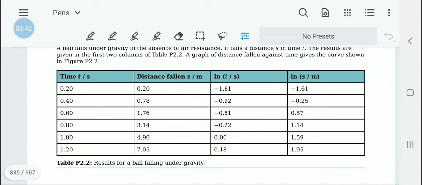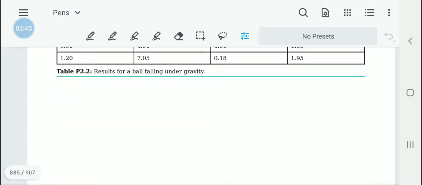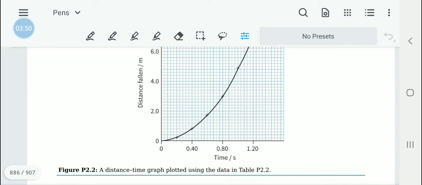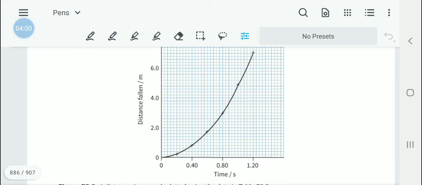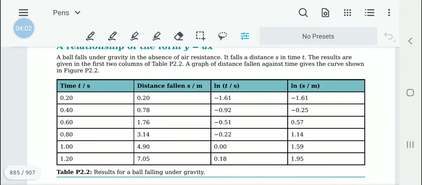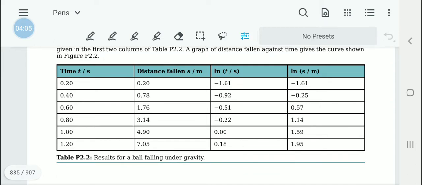Based on those details, they have drawn the first graph that gives us a curve, as you can see here. This curve will not actually give us too much information to work through. So what we need to do is convert this into a straight line. So we'll have to figure out what kind of graph this is going to be. Here we have taken natural logarithm of t upon s and natural logarithm of s upon m, so we have certain values.